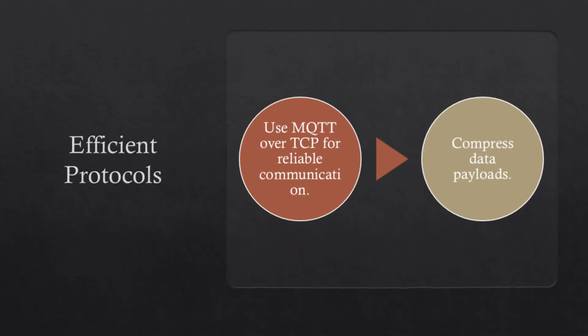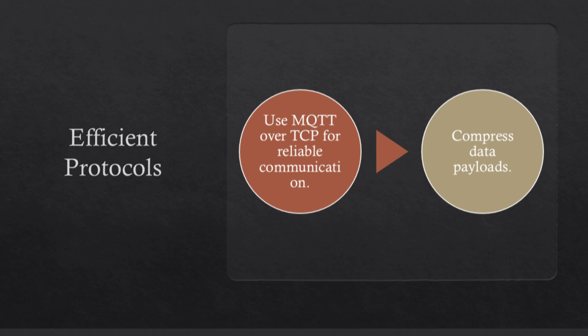MQTT over TCP. We use MQTT over TCP for reliable and efficient communication between the edge and the cloud. MQTT's lightweight protocol reduces overhead and is well suited for networks with limited bandwidth. Data compression. We compress data payloads before transmission. This reduces the amount of data sent over the network, decreasing transmission times and bandwidth usage.